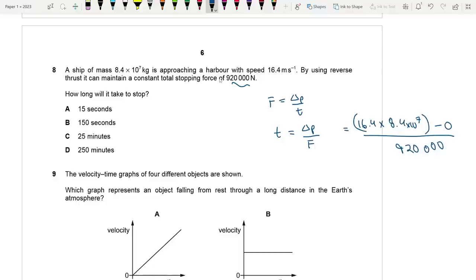16.4 times 8.4 times 10 to the power 7, so answer divided by 920,000. That gives you an answer of approximately 1497 seconds. So if you divide that by 60, I'm getting an answer of 24.96, so 25. Okay, 25 minutes, that is C.